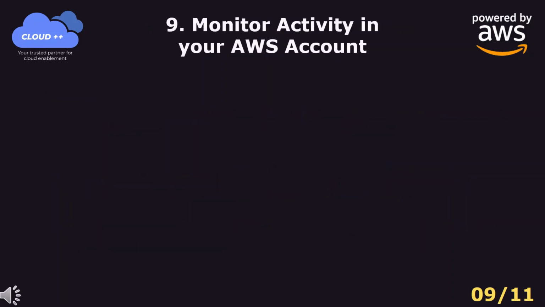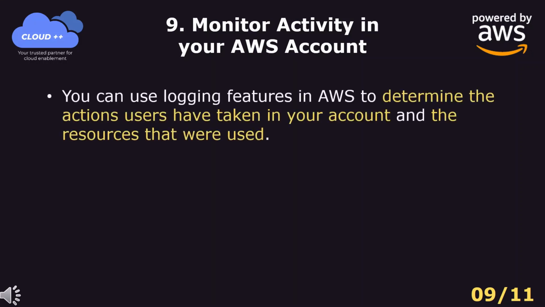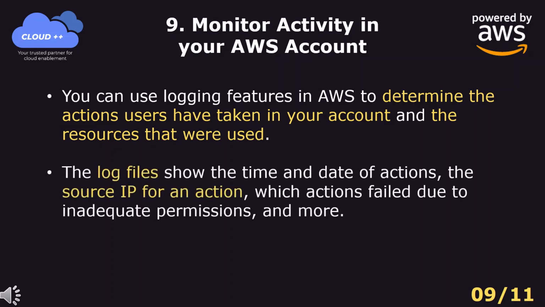Monitor activity in your AWS account. You can use logging features in AWS to determine the actions users have taken in your account and the resources that were used. The log files show the time and date of actions, the source IP for an action, which actions failed due to inadequate permissions, and more.